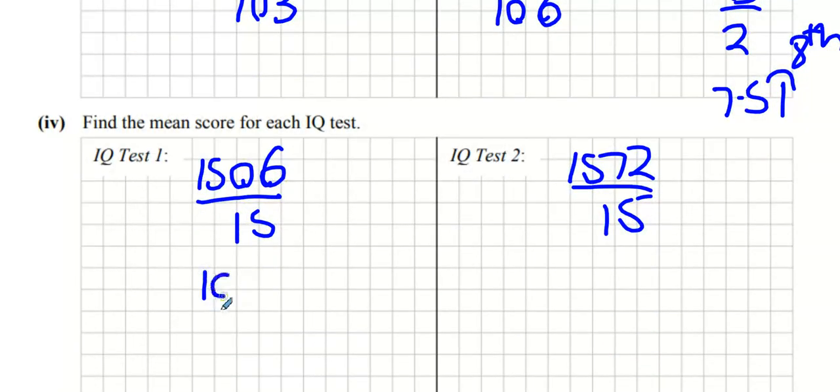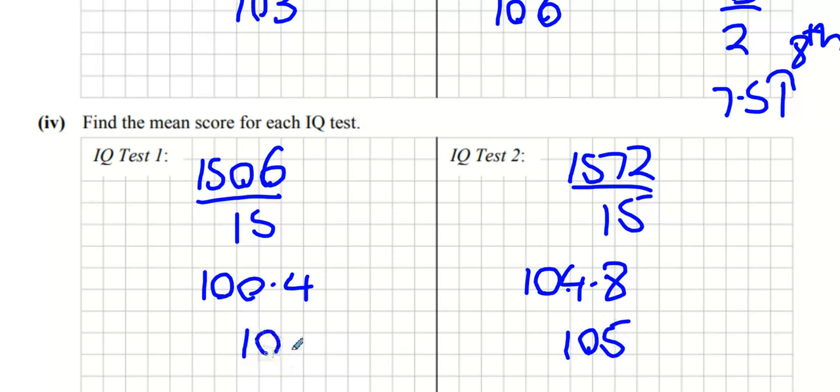That's 100.4 for this one. And what about the other one? 104.8 is grand. Happy with that. If you aren't sure whether to round it off or not, put down both. It's not the end of the world.